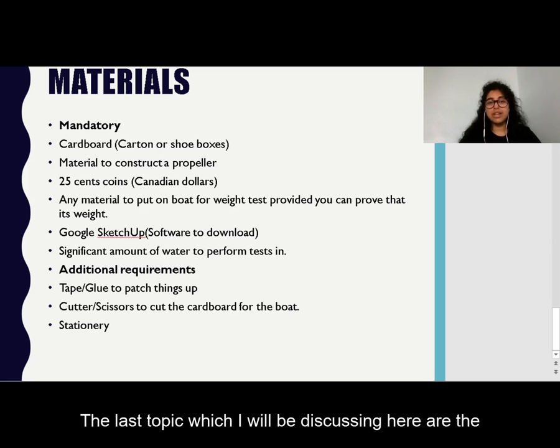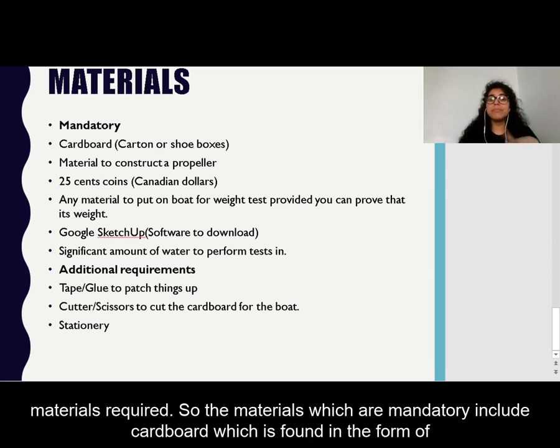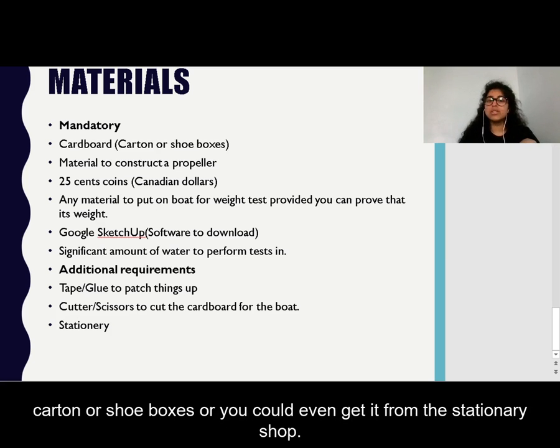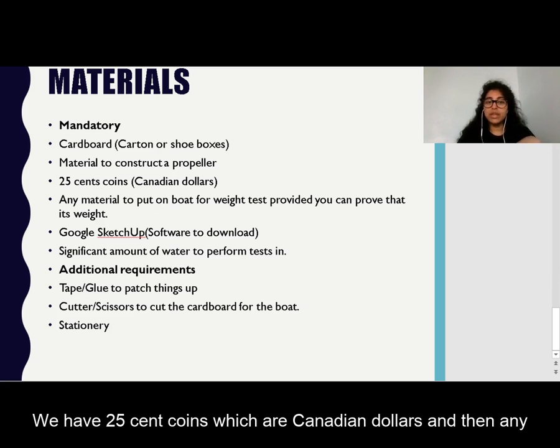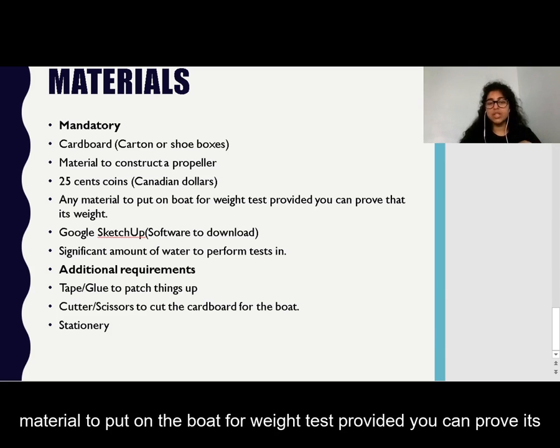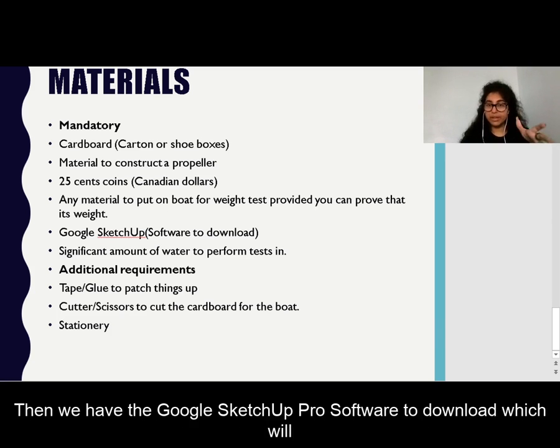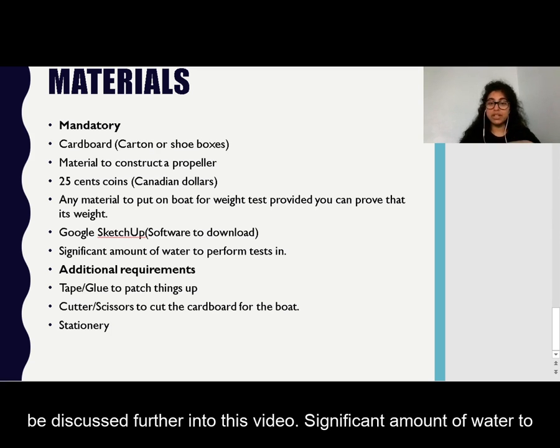The last topic that I'll be discussing here are the materials required. So the materials which are mandatory include cardboard, which are found in the form of carton or shoe boxes, or you could even get it from the stationery shop. Then the materials to construct a propeller. Then we have 25-cent coins, which are Canadian dollars. Then any material to put on the boat for weight test, provided you can prove its weight. Then we have the Google SketchUp Pro software to download, which will be discussed further into this video.